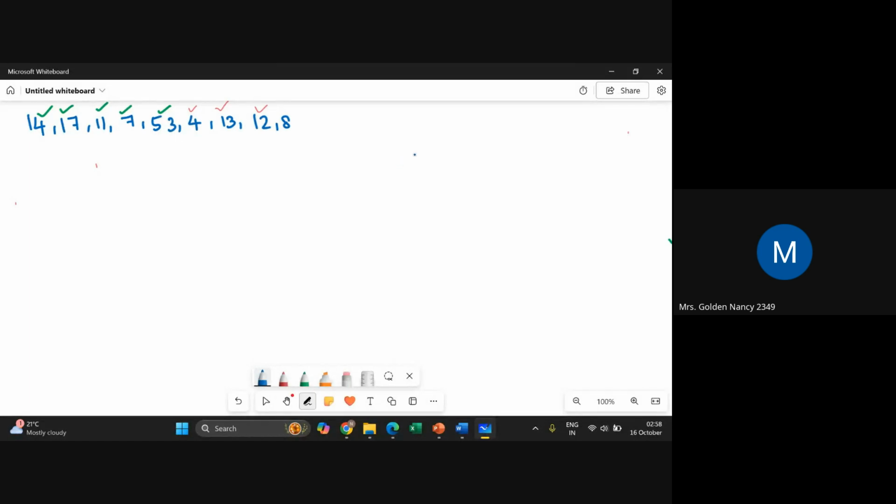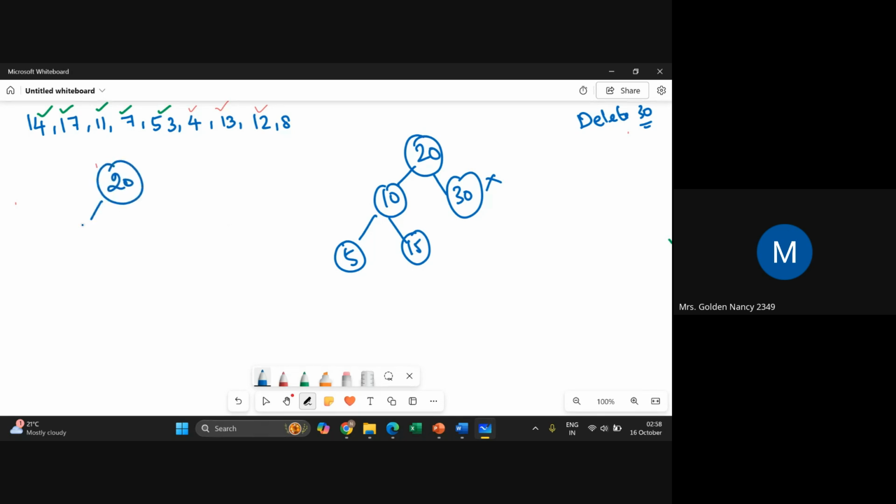For example, if 20, 10, 30, 5, and 15 are the nodes, and I want to delete 30. So 30 is a leaf node, so delete it. So your tree will be 20, 10, 5, 15. Check the balance factor. This is 0, this is 0. For this also it's 0, but for this node, 2 minus 0 is 2. So the balance factor is violated for this node.